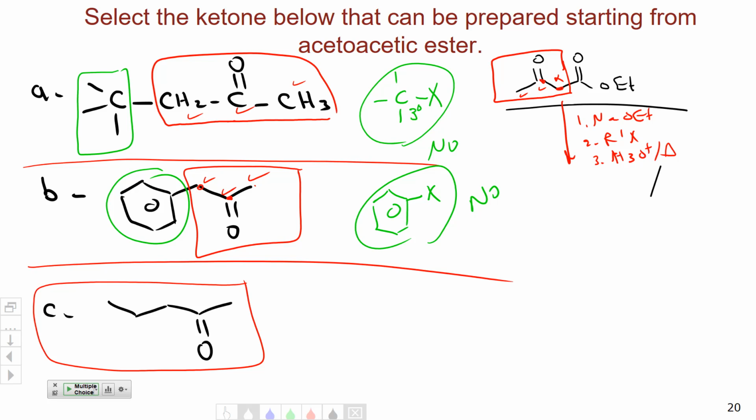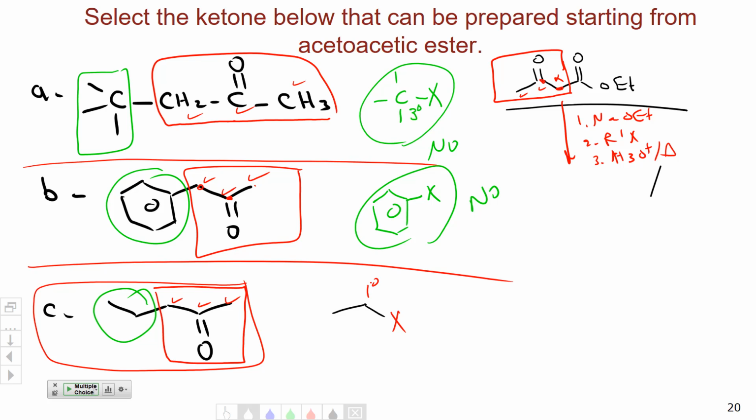In the very last one, this is the methyl, this is the ketone, this is the alpha. So here we are. Whatever is left, which I'm circling in green, is my alkyl halide coming from the R prime X, and that can be X. So that's a primary. This is an ethyl halide, that's a primary, so the reaction will take place.